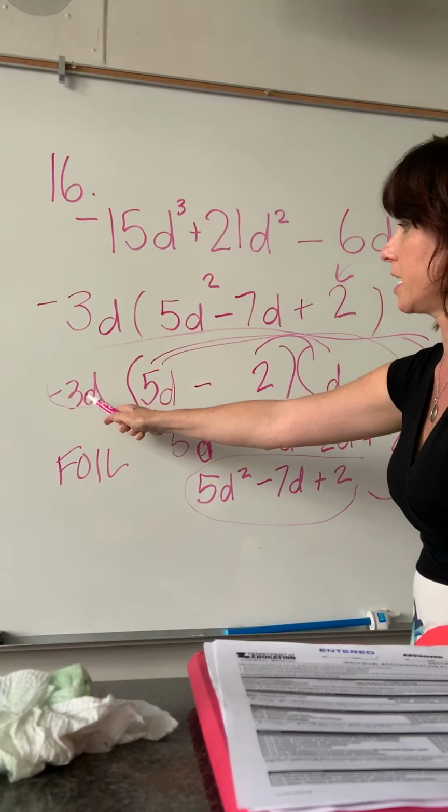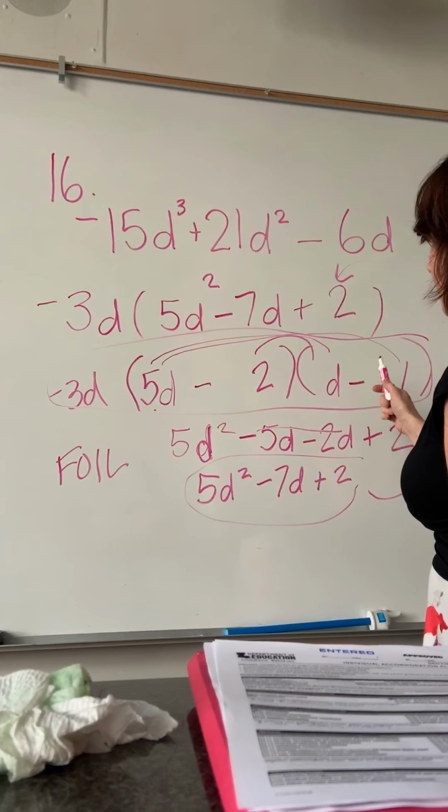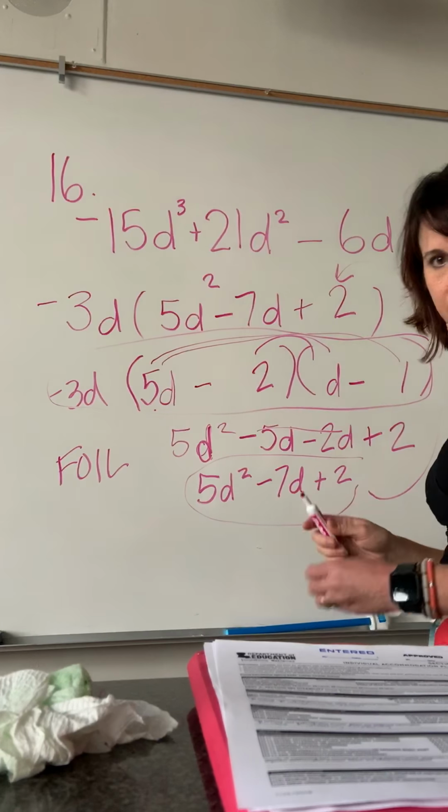So the answer is negative 3d, and in parentheses, 5d minus 2, parentheses, d minus 1. The end. I hope that makes sense.